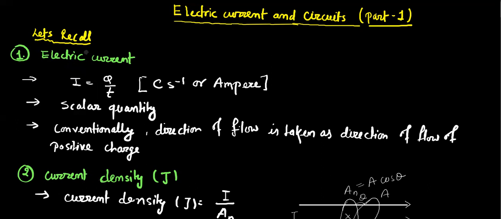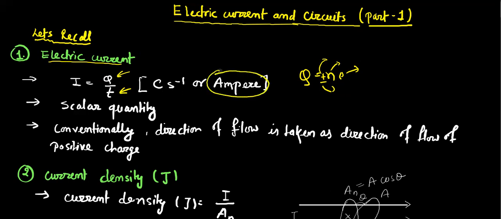The first topic is electric current, and electric current is the rate of flow of charge. This is the amount of charge and this is time. The amount of charge in general is expressed as Q equals plus or minus Ne, where N is an integer multiple and e is the charge of an electron. Positive stands for positive charges like protons, and negative stands for electrons or negative charges. Its SI unit is coulomb per second, also known as ampere.